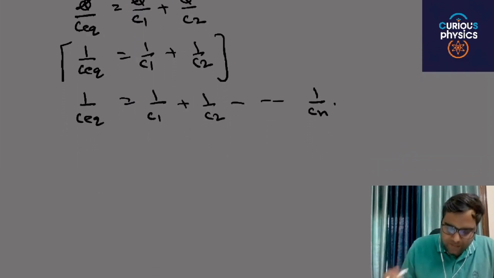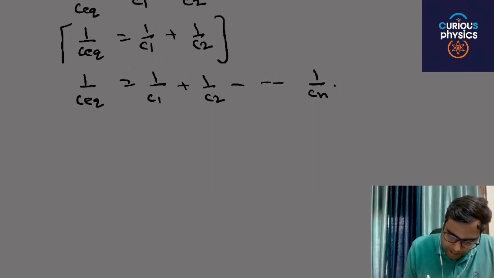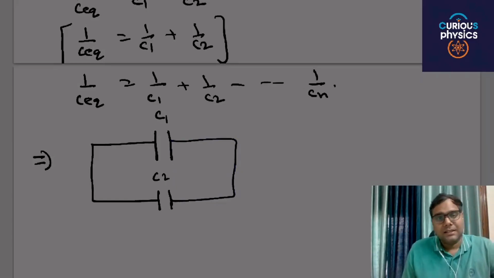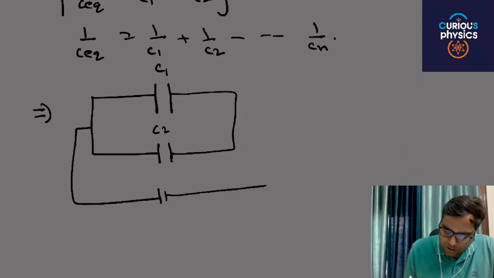Next is when the capacitors are arranged in parallel. Parallel means, this is capacitor C1, and this capacitor is C2. This kind of arrangement is the parallel combination. And in parallel combination, there is a power supply. This is not a capacitor, this is a power supply V.